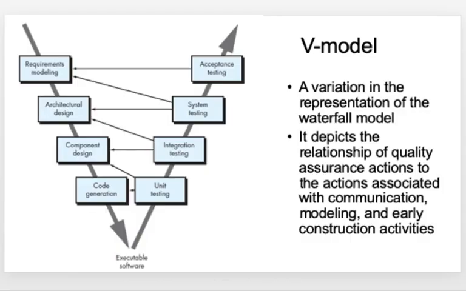This V model, which is a slight variation of the representation of the waterfall model, depicts the relationship of QA to the actions associated with communication, modeling, and construction. Code generation is mapped to unit testing, and component design is mapped to integration testing. Integration testing is also mapped to architectural design. Architectural design is mapped to system testing, where system testing is also mapped to requirements modeling. And requirements modeling is mapped to acceptance testing.